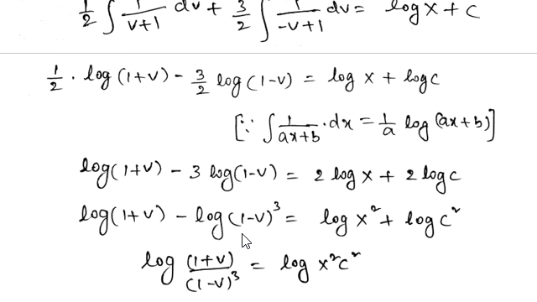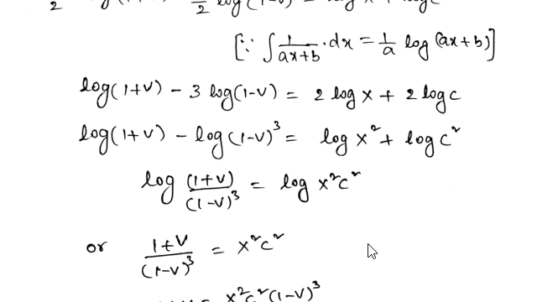So log of m to the power of n is equal to n log m. By following that formula, you can write here log of 1 minus v whole cube, and in the same way 2 log x means log x square, 2 log c means log c square. And if you see here, it is log a minus log b, log a by b, so log of 1 plus v by 1 minus v whole cube, and it is log a plus log b, log ab, means log of x square c square.